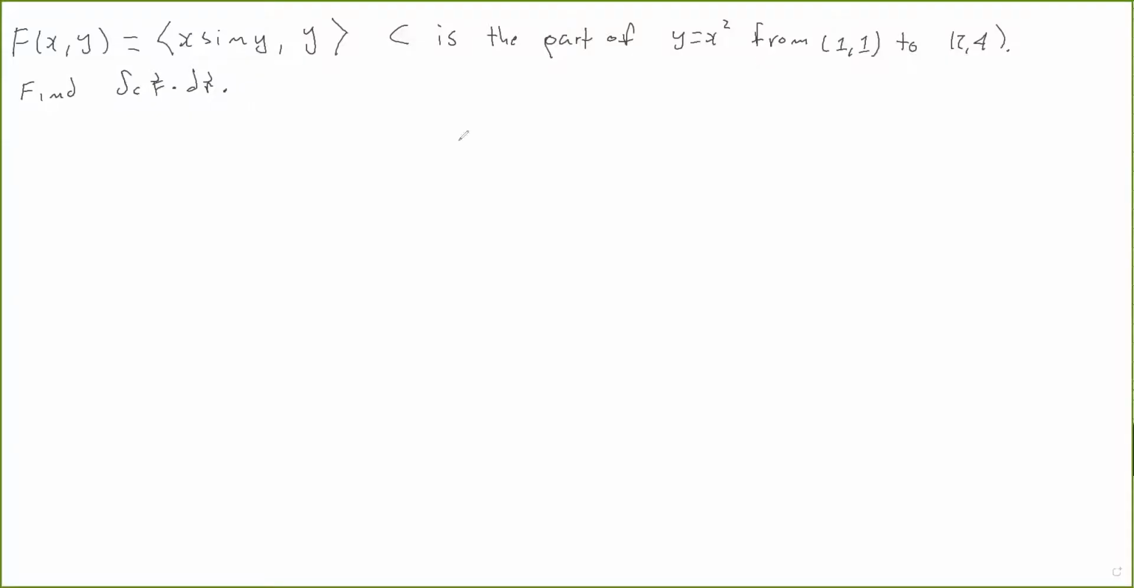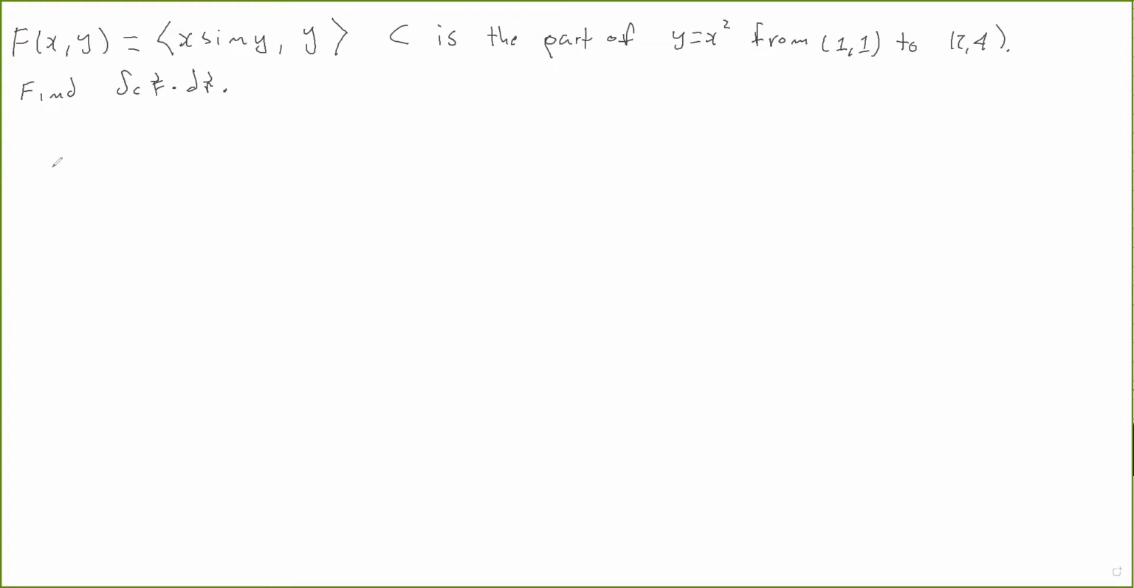Okay, so we want to do the line integral of this vector field. F of x, y is this given vector field here, and C is the part of the parabola y equals x squared going from (1, 1) to (2, 4). Remember, when we're doing line integrals of vector fields, or line integrals with respect to dy and dx, the orientation of the curve matters.